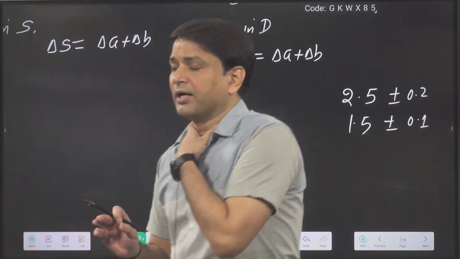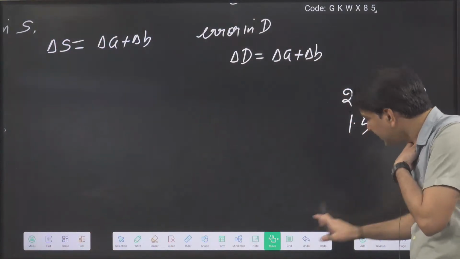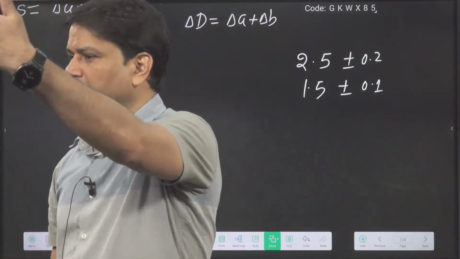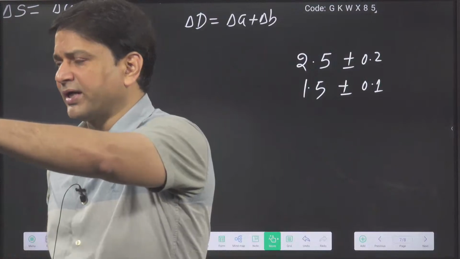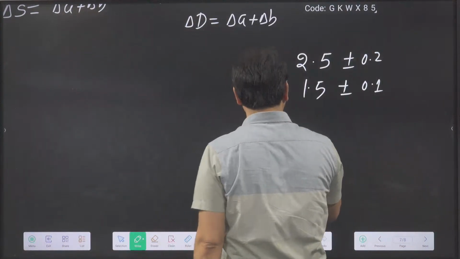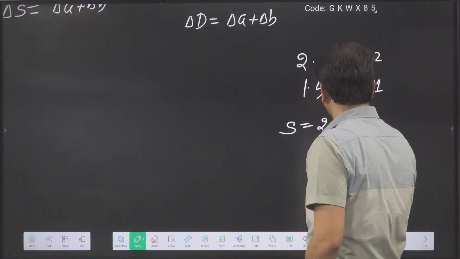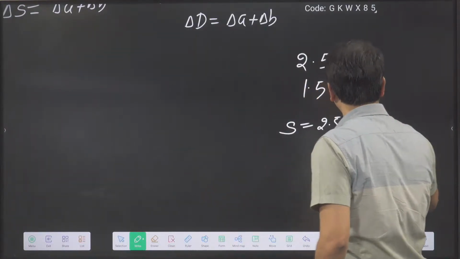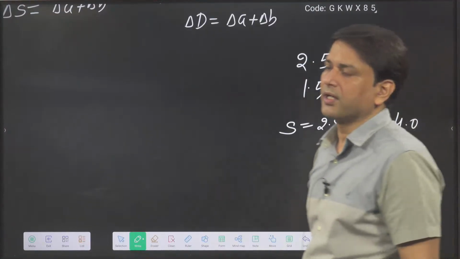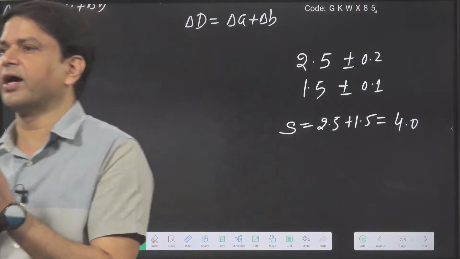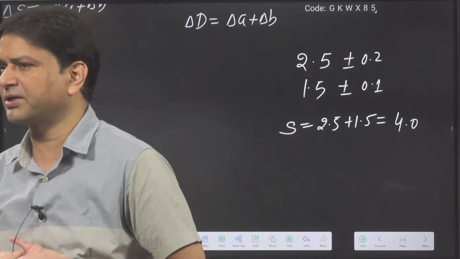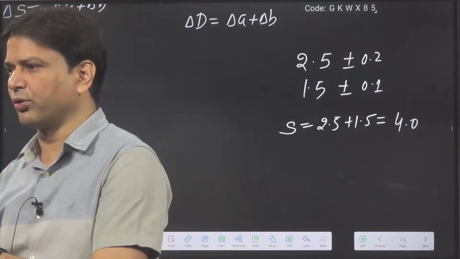Now suppose here I need addition of the quantity. I am adding both quantity A and B. So A I gave 2.5, B true value is 1.5. If I am doing the addition, then true value of addition S is equal to 2.5 plus 1.5. What I will get? 4. Everybody got or not? So the true value of the summation, 2.5 plus 1.5, is 4.0.